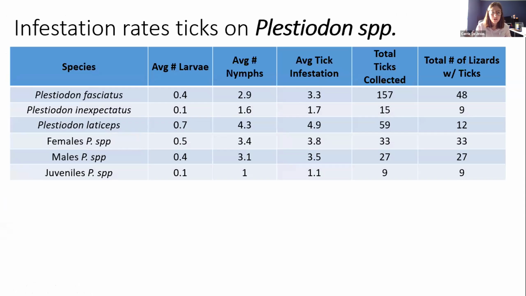And so this is just a quick look at how many ticks we found per the animals, and versus males, females, and juveniles. We didn't see any differences in male and female tick infestation with the nymphs, and we didn't see any significant differences between species and tick infestation as well.